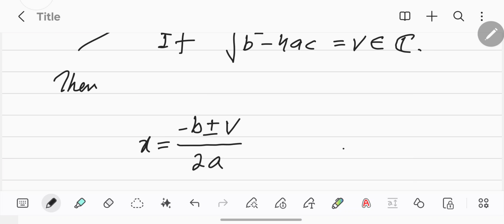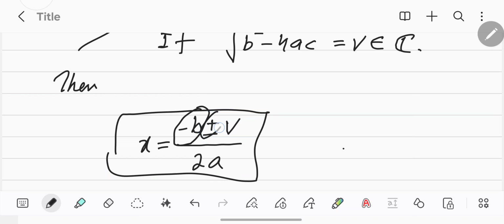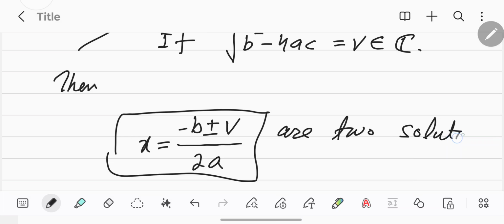Okay, then we have two solutions: a real number plus and minus a complex number, over 2a. That means we are getting a complex number, because here the complex number is involved. So these are the two solutions, the one with plus and the other one with minus. So these are the two different solutions, but they are in the complex numbers.